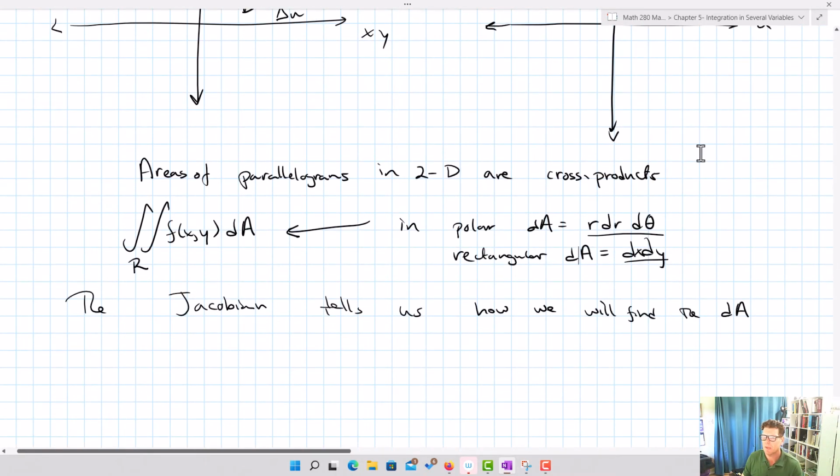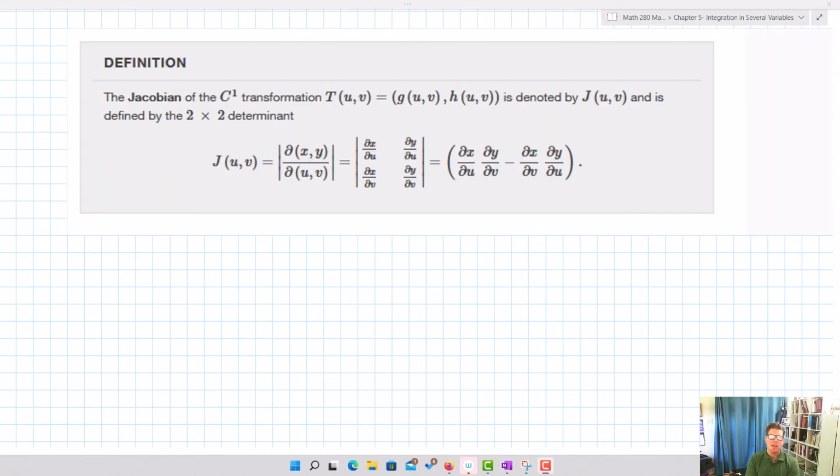Let's define the Jacobian. Okay, so our definition: the Jacobian of a C1 transformation, T of u v equals G of u v, H of u v, is denoted by J of u v, and is defined by the 2x2 determinant, okay? J of u v equals the partial of x y over the partial of u v, or the magnitude of it, which is going to be this determinant.